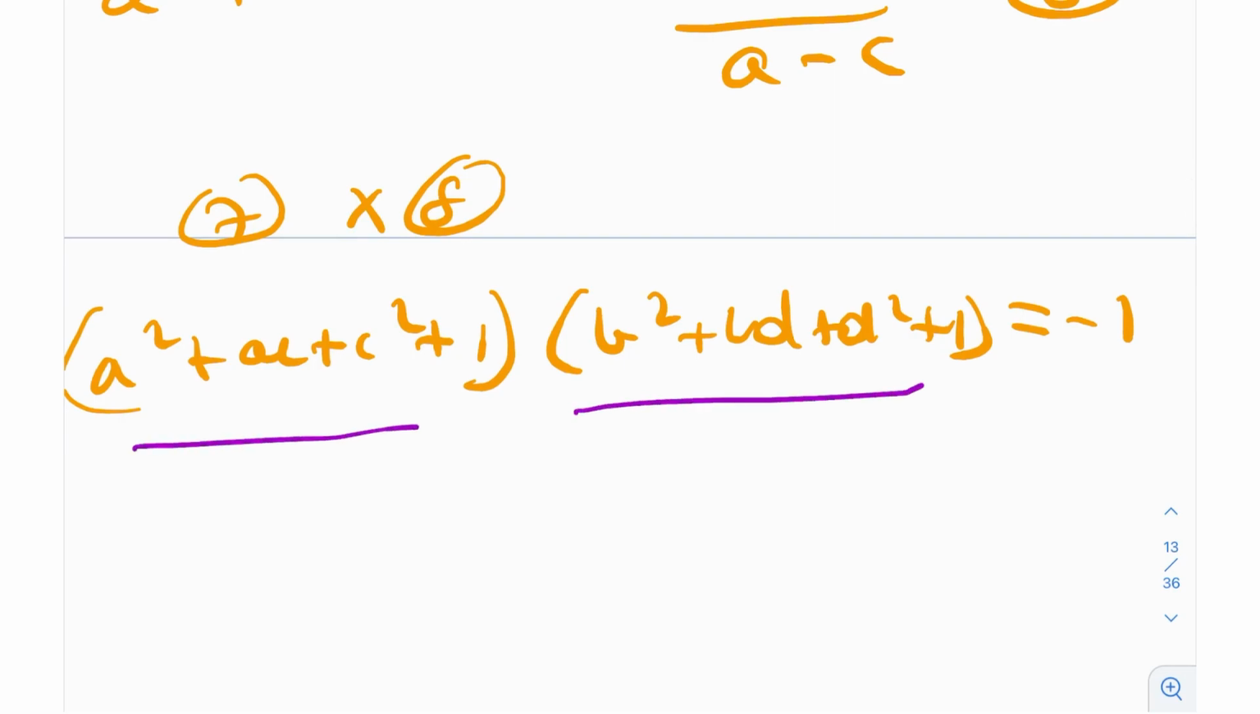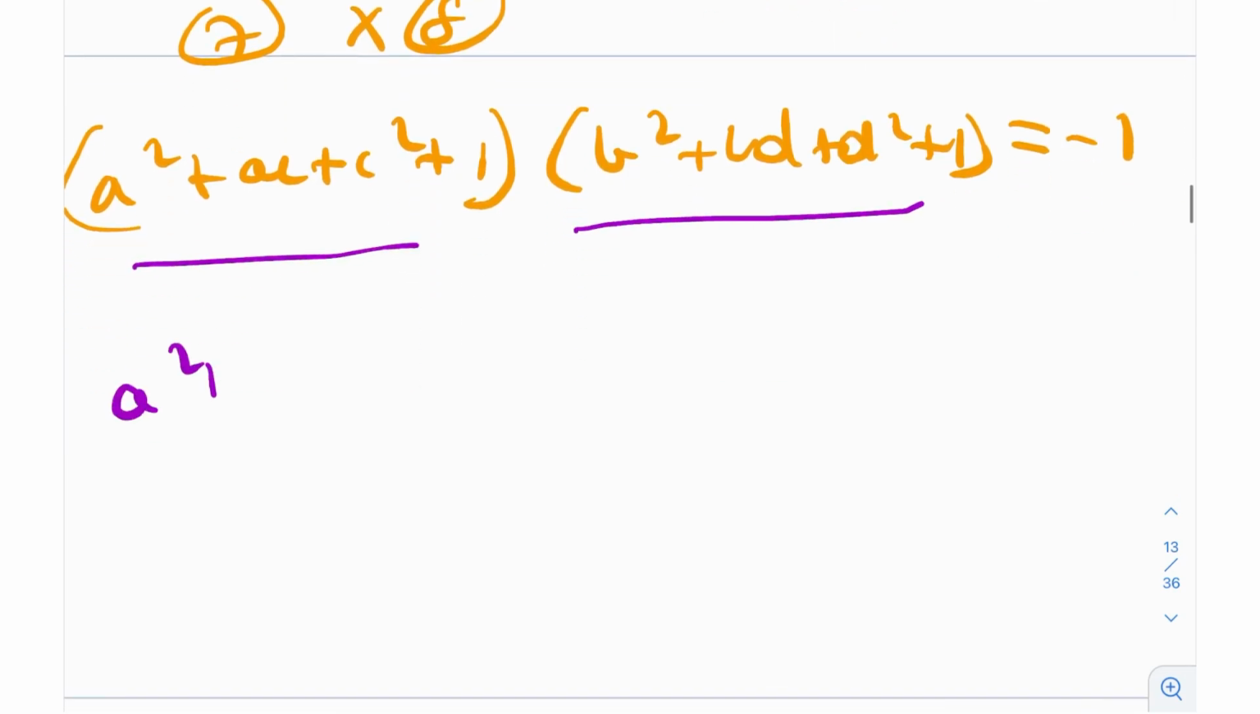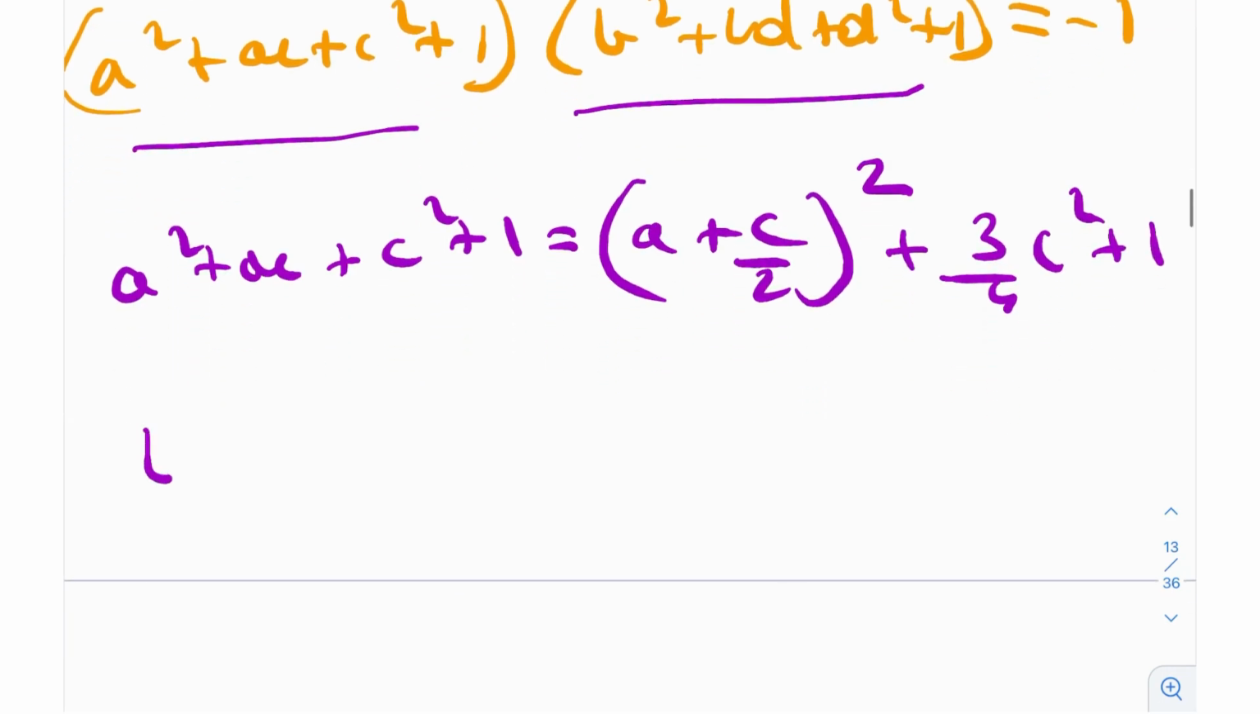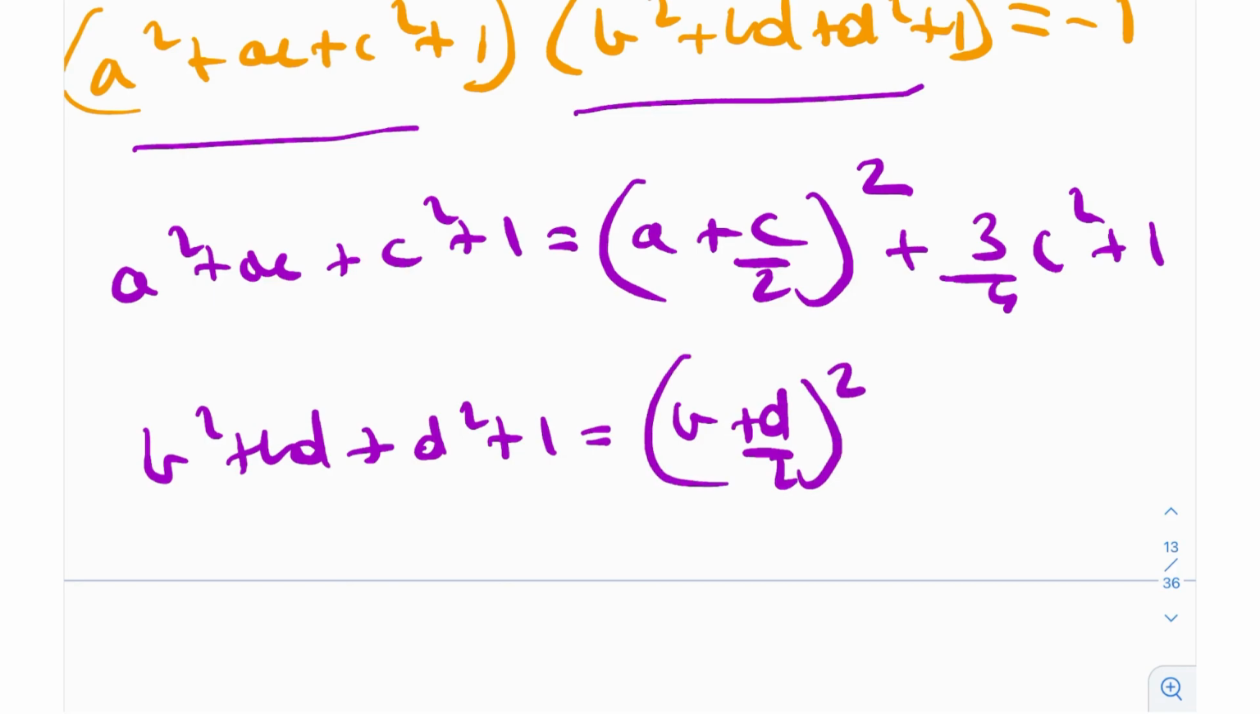How are they always positive? Well, for a square plus ac plus c square plus 1, all you really need to do is complete the square. Complete the square and life is easy, right? So this becomes a plus c by 2 whole square plus 3 by 4 c square plus 1. And over here, we have b square plus bd plus d square plus 1. Again, completing the square in a similar manner, I get b plus d by 2 whole square plus 3 by 4 d square plus 1. And obviously, guys, both of these things are greater than 0. Can it ever be negative 1? Of course not, right? Both of them are always greater than 0.